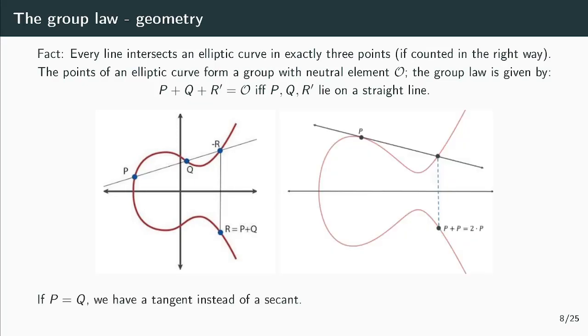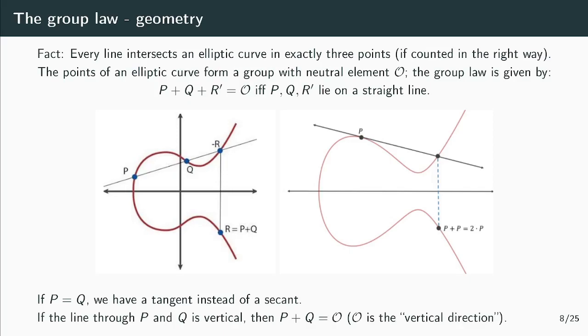We can also consider the special case when the points P and Q coincide. Then the secant connecting P and Q degenerates into a tangent at P. But we can proceed in exactly the same way. We draw the tangent at P to the elliptic curve, find the intersection with the curve, and mirror it again. That gives us P plus P, or we also call that 2 times P.